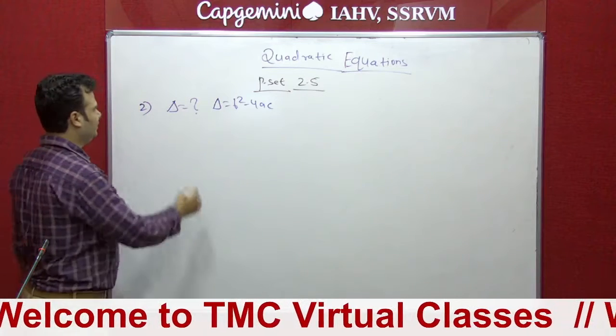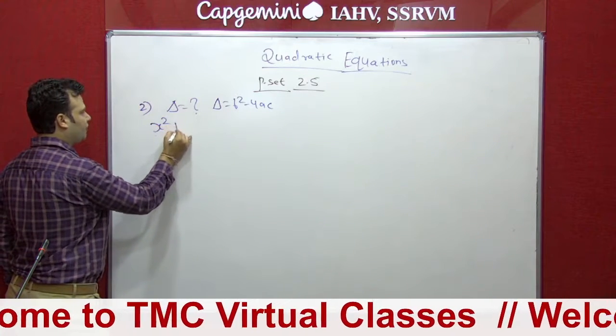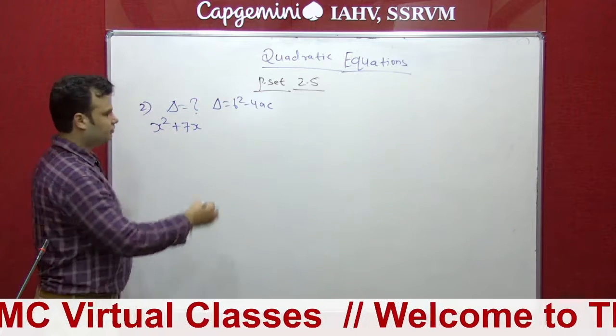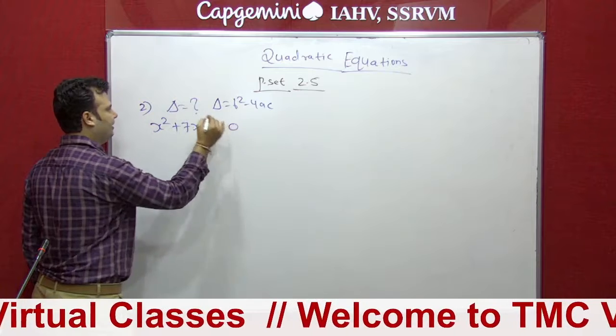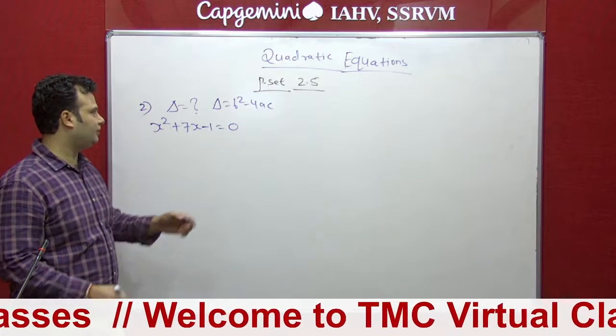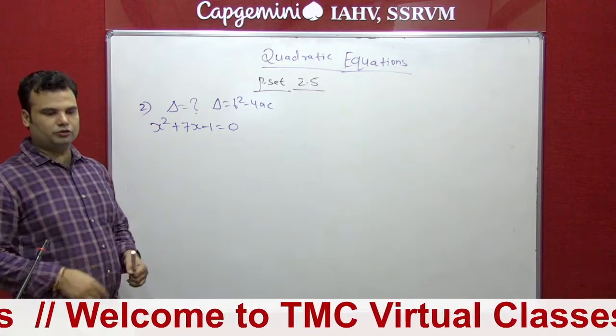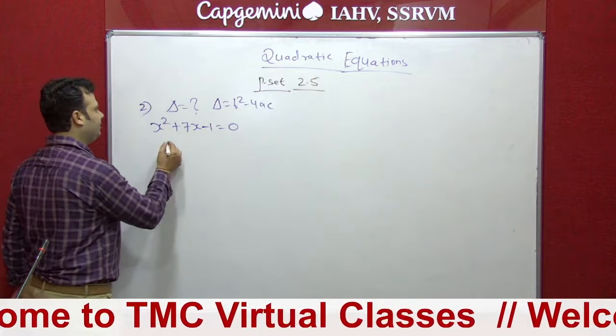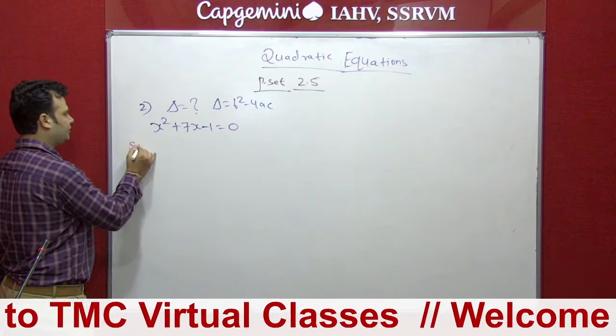So first, it is given x square plus 7x minus 1 equal to 0. Student, we have to find only b square minus 4ac, the discriminant. So we can compare with the standard equation.